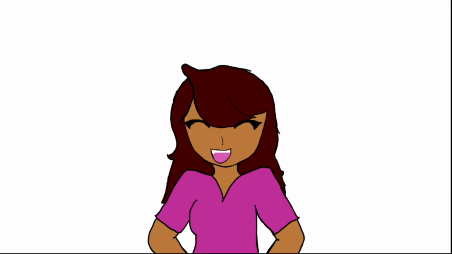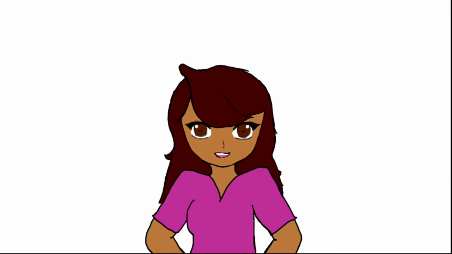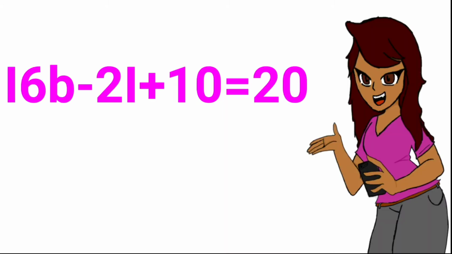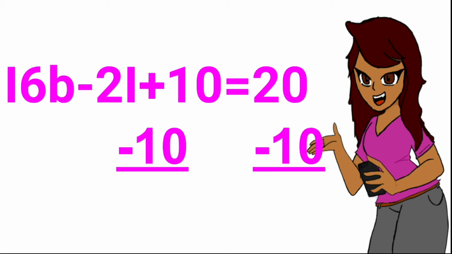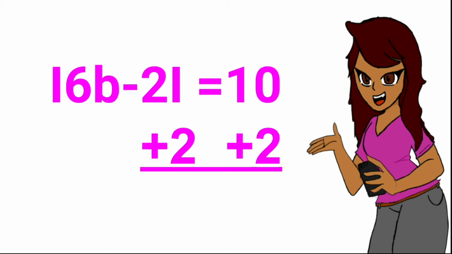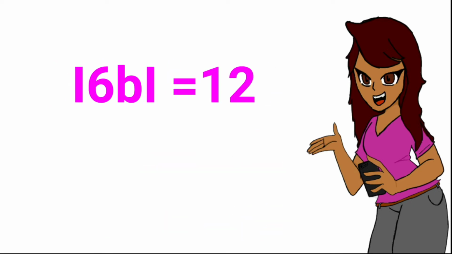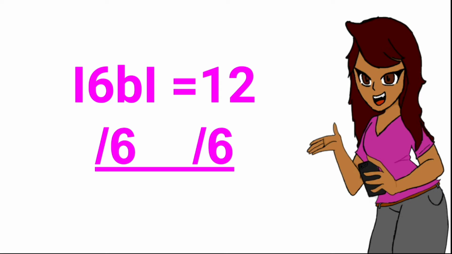Well, it's not really a monster. It's more of a lizard. Let me show you by taking it apart one step at a time. First, we need to get the absolute value alone. So to do that, we will subtract 10 on both sides, making the equation this. Do plus 2 on both sides, making the equation now here. Now you know the drill, divide by 6 on both sides, and then finally, your answer is 2 equals b.